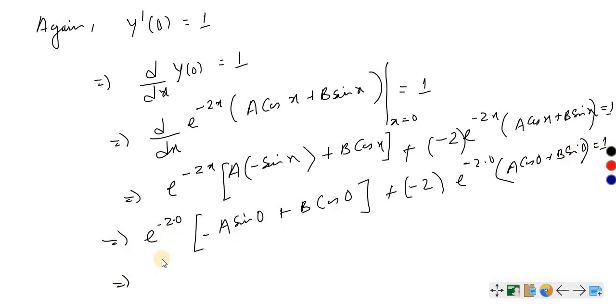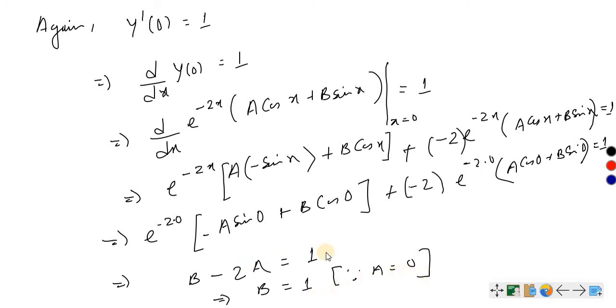This can be further written as: this will be 1, this will be 0, I will be left with b minus 2a equals 1. We have already found that a is 0, so b equals 1, since a equals 0. So we have found the value of b and the value of a: a equals 0 and b equals 1.